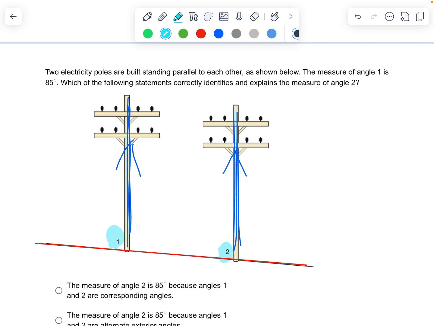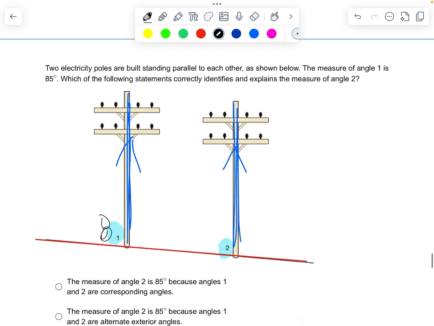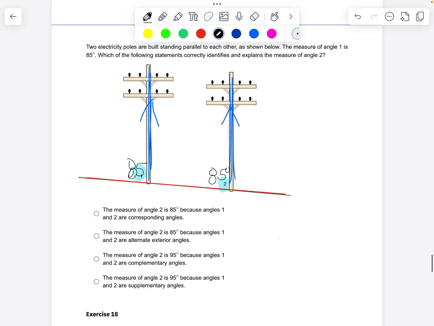These two angles are congruent. So we know that angle 2 is going to be the same as angle 1, and it says that angle 1 right here is 85 degrees. Well, if that's 85, then that's 85 as well. Okay, 85 degrees. So let's go look and see what they say.